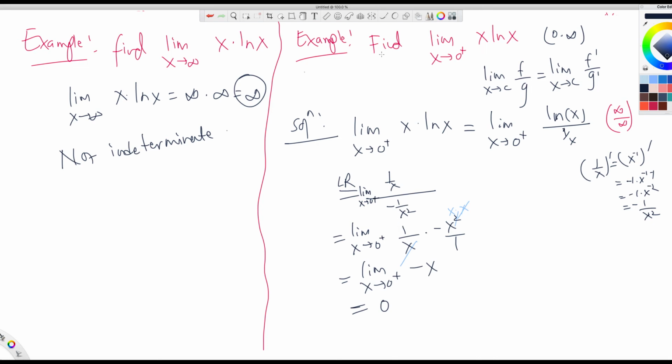So that's the difference. See that they are the same function, but the limits are different there, right? With this one the limit is 0, and with this one the limit is infinity.